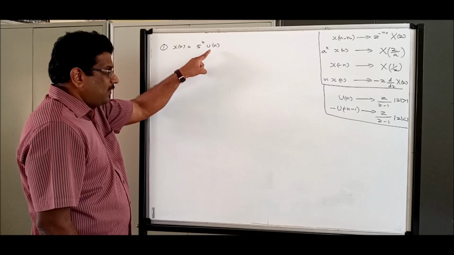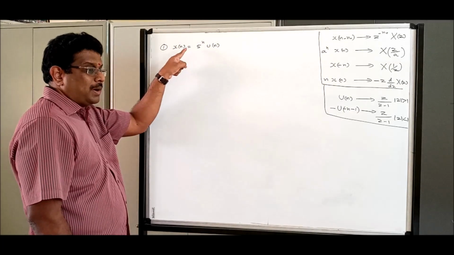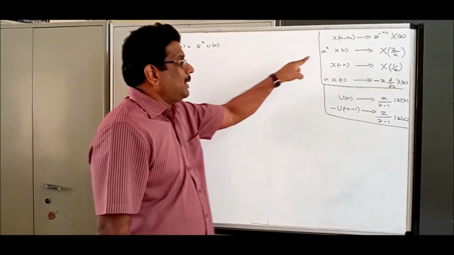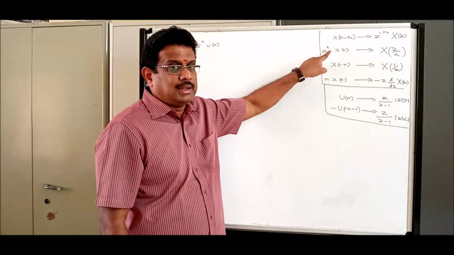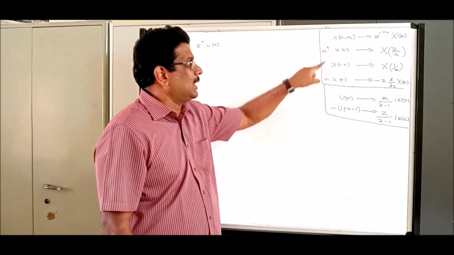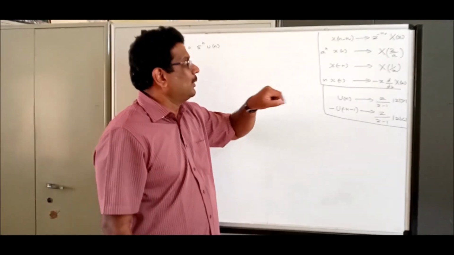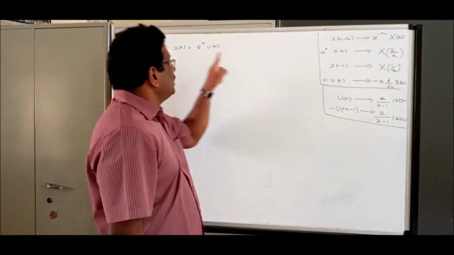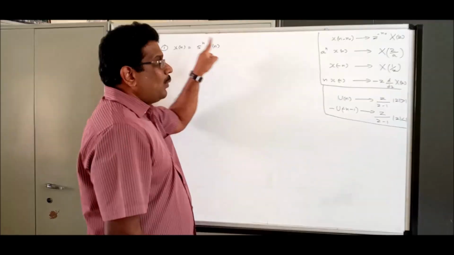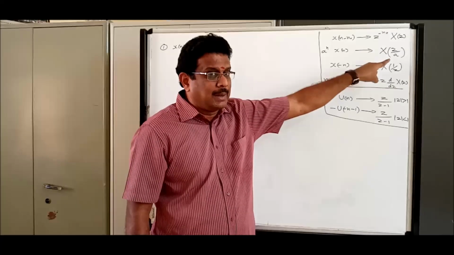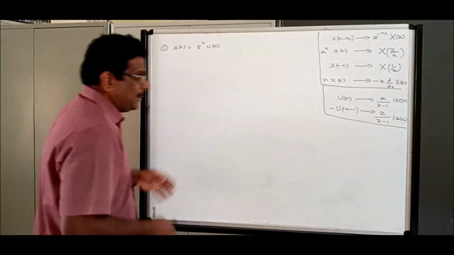Other than u of n, what is the extra 5 power n? Is it resembling multiplication in the time domain with an exponential? Yes, this is what we are going to have: a power n, here 5 power n. What happened in the z domain? z by a.